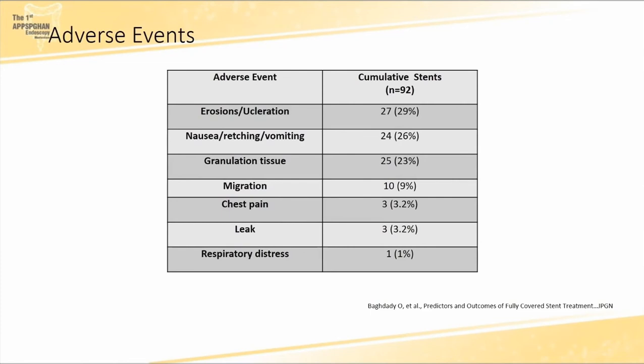In our study, we looked at 92 stents, and the most common adverse event was erosions or ulcerations, typically at the stent edges, followed by nausea, retching, vomiting. We did see leak develop in 3% of our patients.